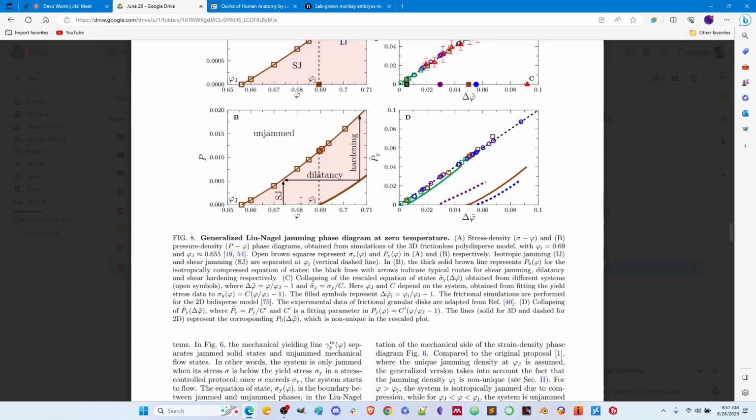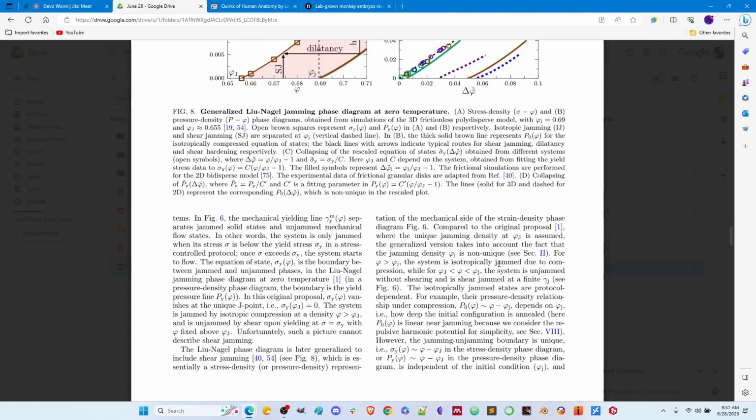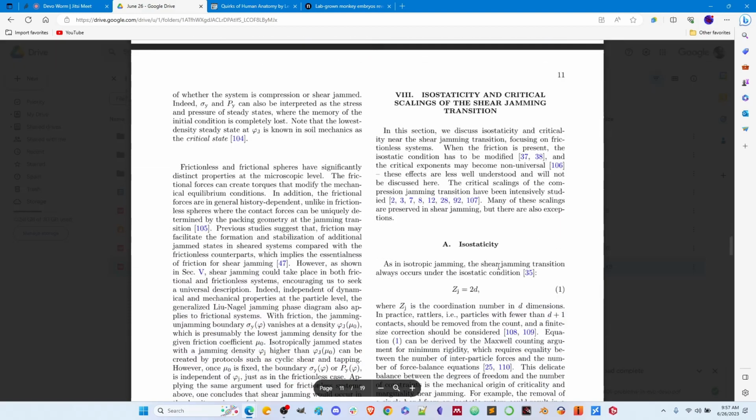So isotropic jamming, I guess, would be something like a very stable solid. Shear jamming is something that's initiated, or held together, through the shear process, and the unjammed state, of course, is what's not jammed, it's moving around. Nice physical characterization here.